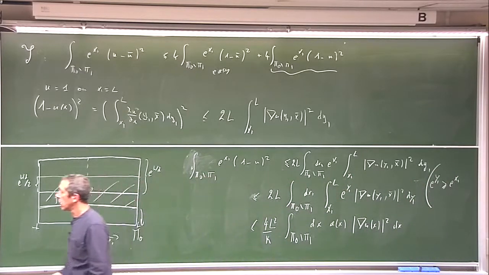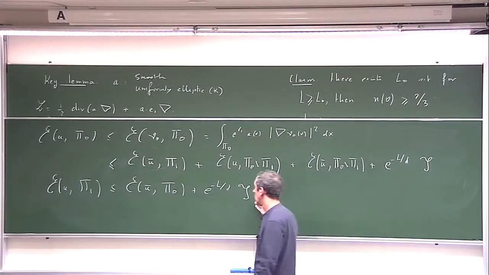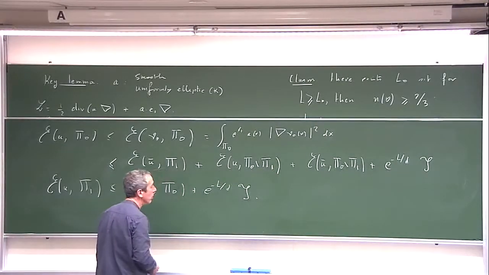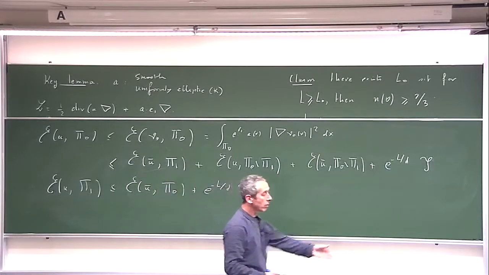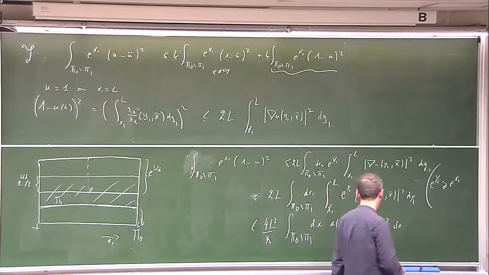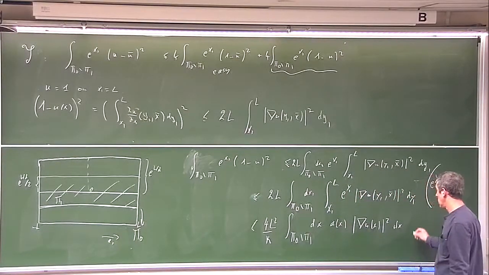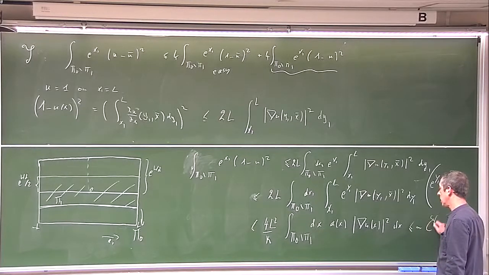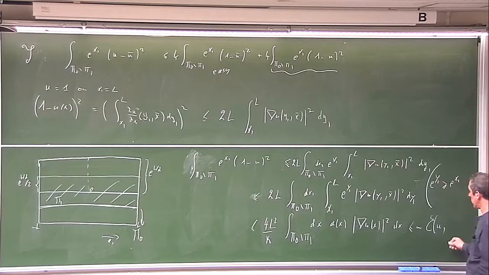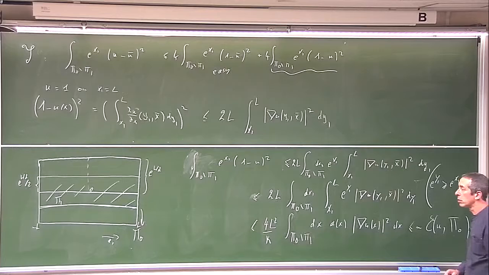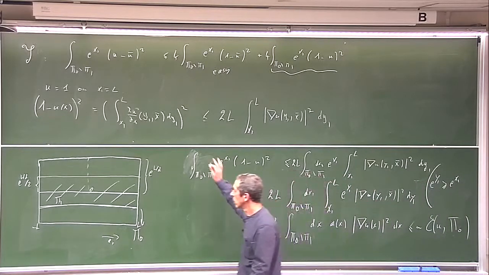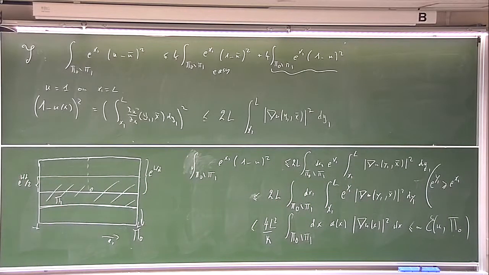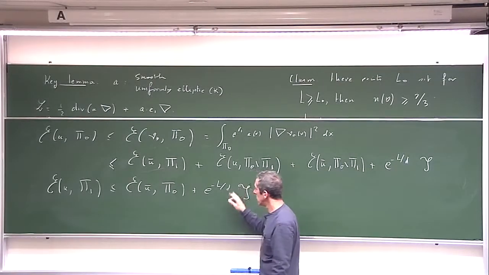So if I go back here, you can use this bound. So what we get here is the constant times the energy of u on pi 0 minus pi 1, but we can bound it by the energy of u on pi 0. So the conclusion of all this, I mean, combining this bound with this thing.